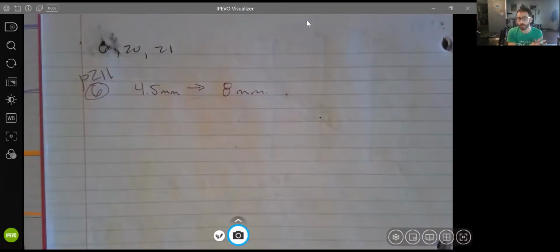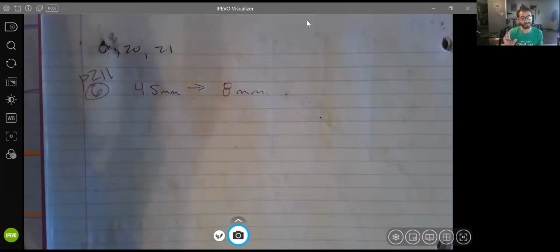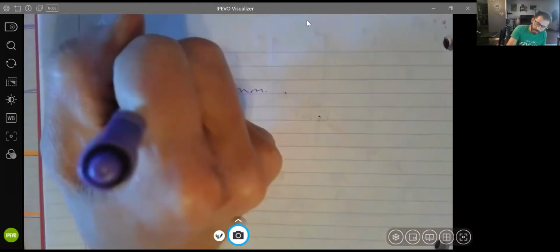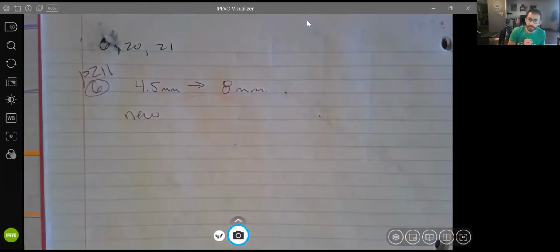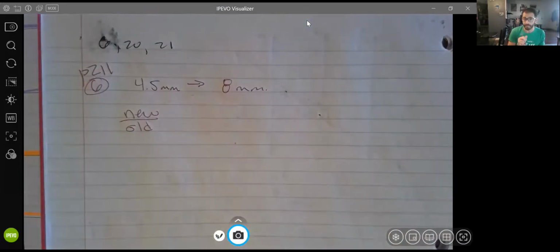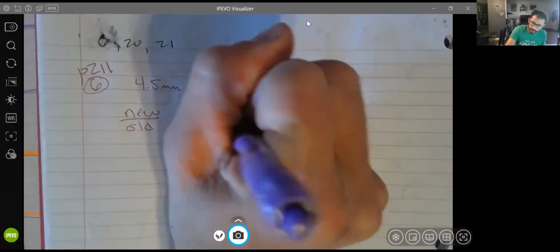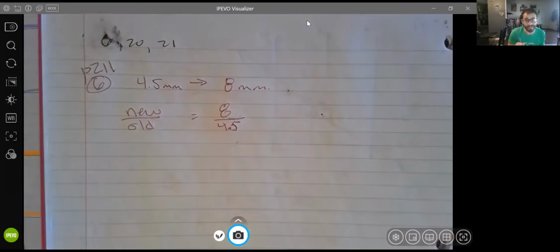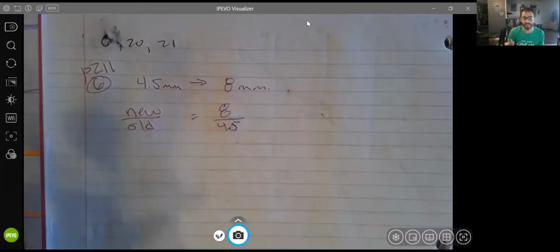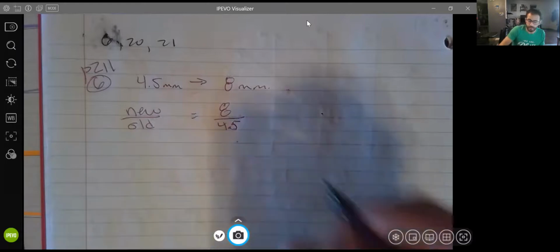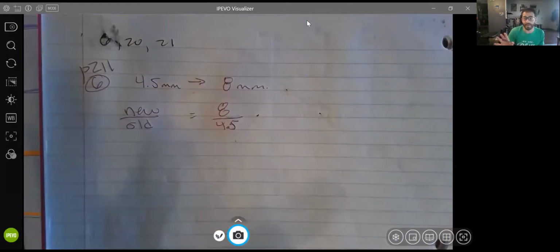Now I mentioned this earlier with number 1. Here's what you need to do. You put the new length on top, the old length on the bottom, okay? So we're gonna do 8/4.5. Now, just a reminder, or if you don't know this, you can't make fractions with decimals in them. So how are we gonna get rid of the decimal? Well, you could do many things.